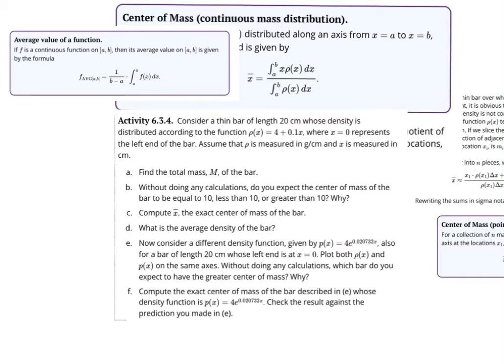Finally, they're going to ask you to compute the exact center of mass of the bar with that new density function. Compare it with E. Think about what observations you make at that point.